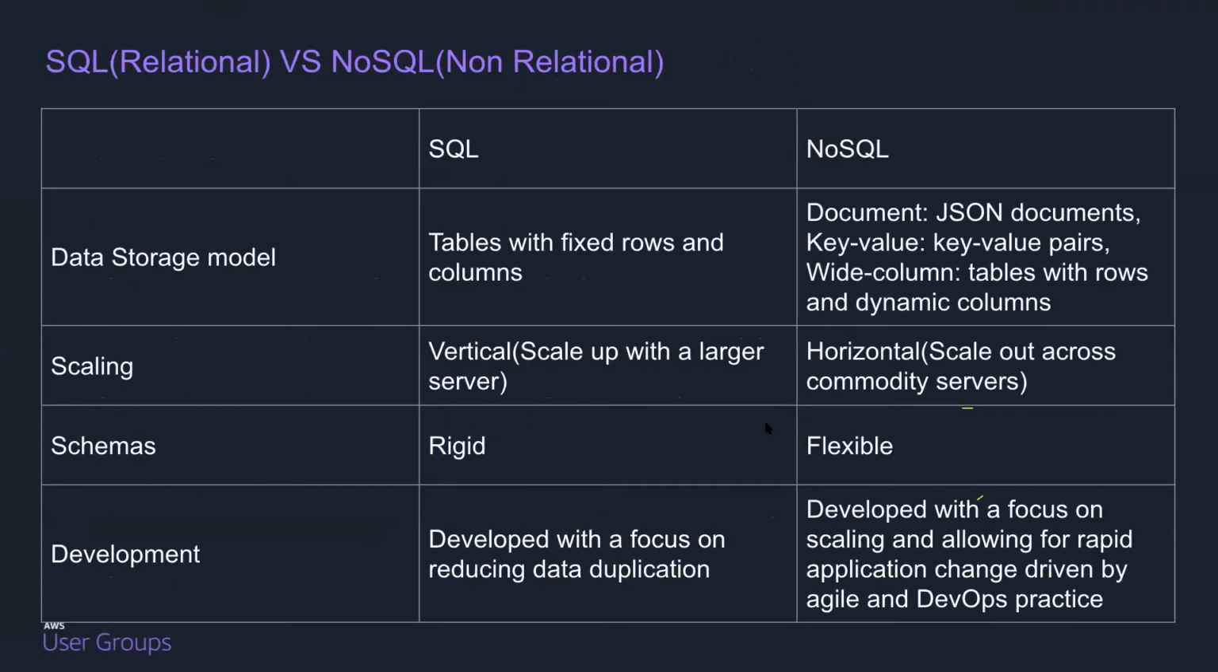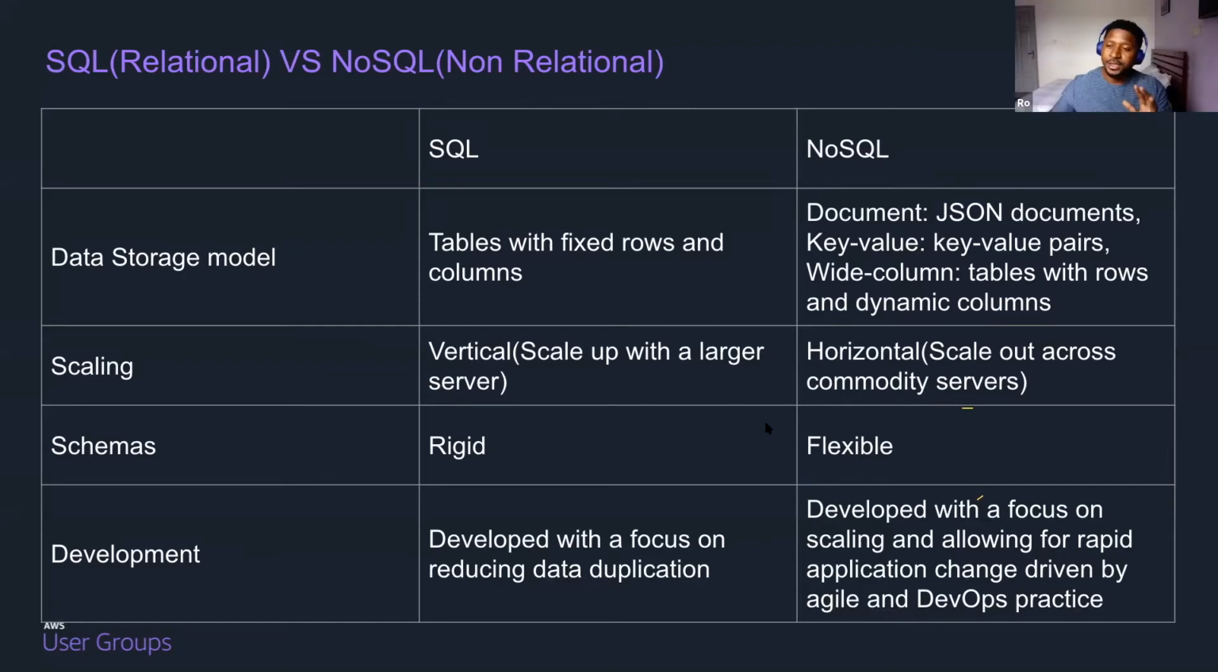All right. So in order to dive into Amazon DynamoDB, the NoSQL database, we have to see the difference between SQL and NoSQL. We'll start by first looking at data storage. We store data in SQL databases using fixed rows and columns. But in NoSQL databases, data is stored in JSON documents, in a key-value paired manner.